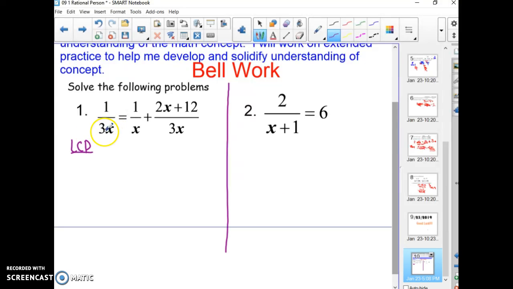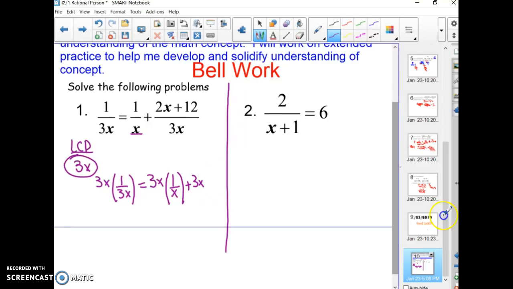So I have a 3x here and I have a 3x there, so I know I'm going to have a 3x, but this term also has an x and I already have an x, so I just need to multiply every single term by what? 3x. So I'm going to do that. 3x times 1 over 3x. My next one is going to be equal to 3x times 1 over x. Add 3x times (2x plus 12) over 3x.